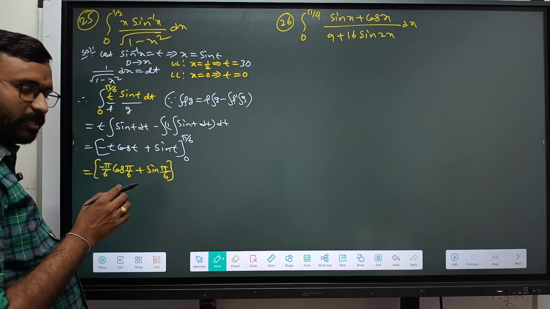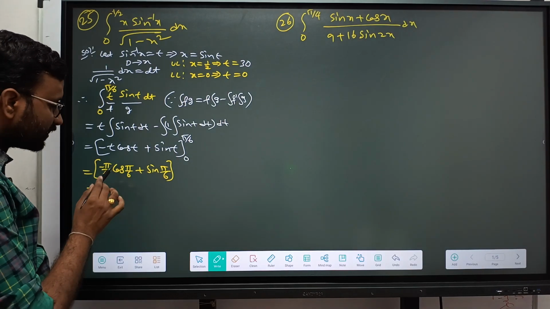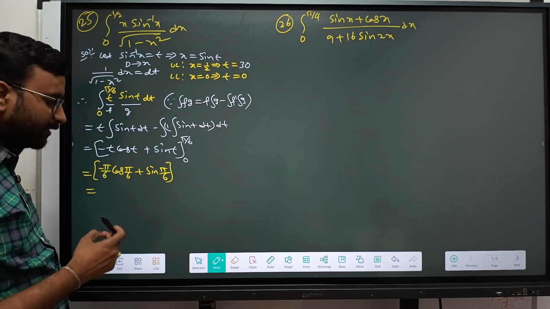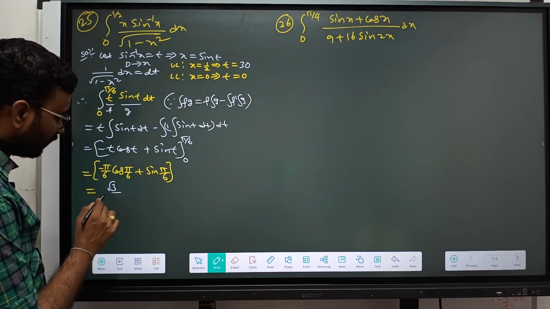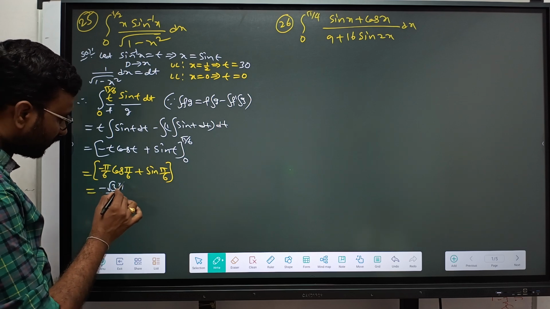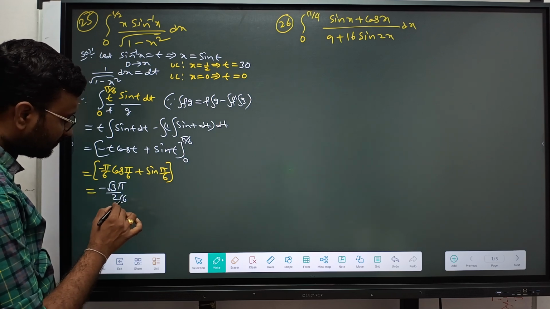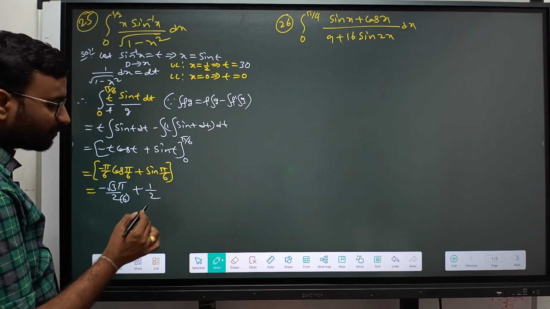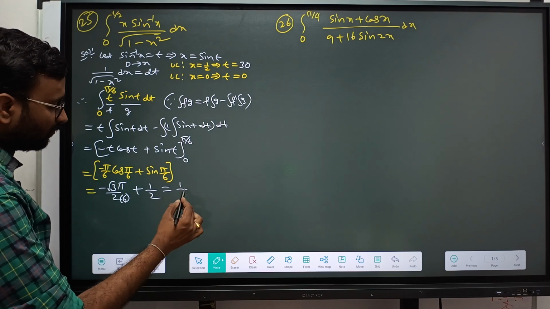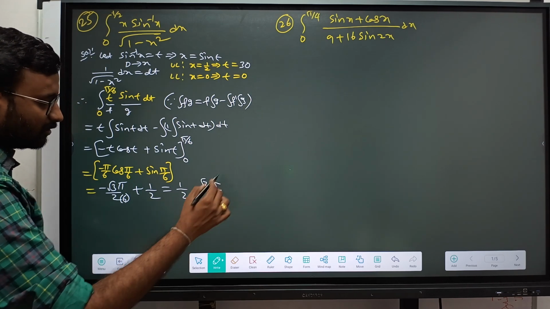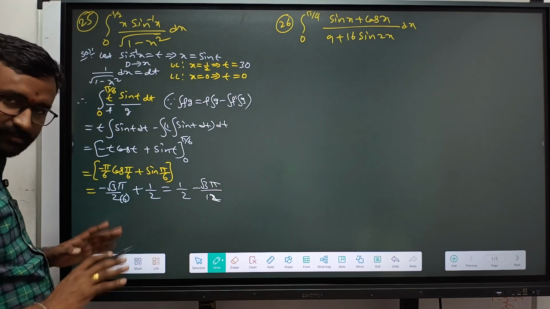For the upper limit it is okay, it exists. So which is equal to, what is cos 30? Root 3 by 2. So root 3 by 2 into minus pi by 6 is there, no? Minus root 3 pi by 6. Okay? And plus, what is sin 30? 1 by 2. So which is equal to 1 by 2 minus root 3 pi by 12. Understand? So this is the answer.